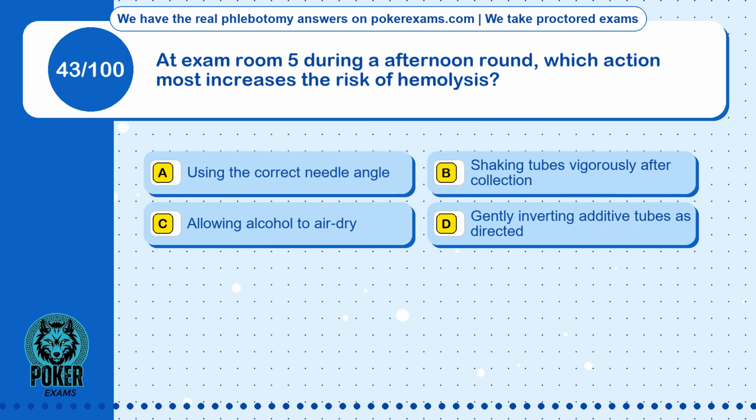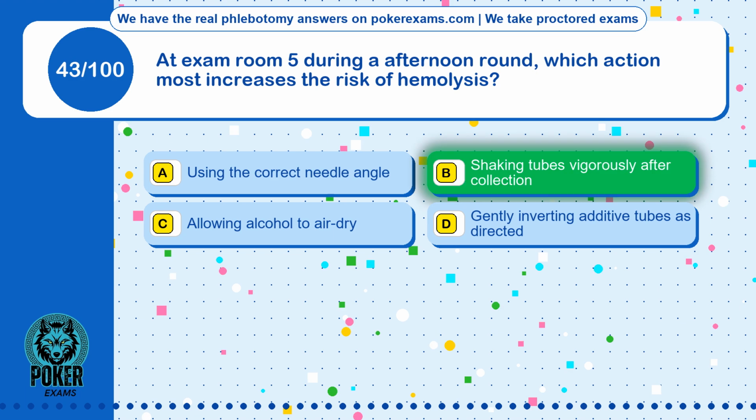Question 43. At exam room 5 during an afternoon round, which action most increases the risk of hemolysis? Option A. Using the correct needle angle. Option B. Shaking tubes vigorously after collection. Option C. Allowing alcohol to air dry. Option D. Gently inverting additive tubes as directed.